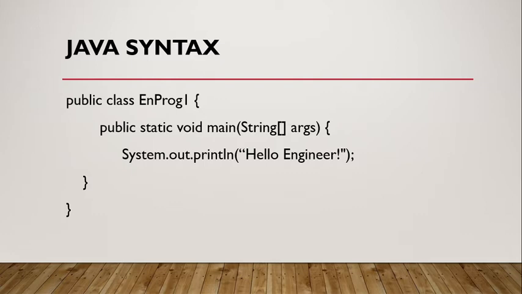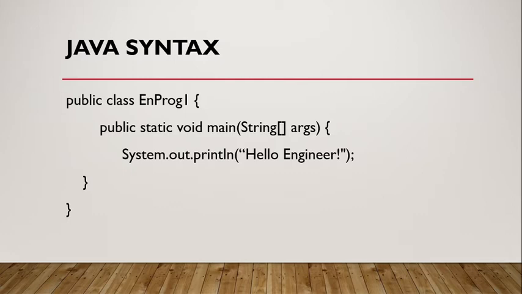Public means accessible from outside. The class keyword creates a type, and prog1 is the class name. Public static void main(String[] args) is called the main method, which is the starting point of a Java program. Main is the method name, String[] is an array of strings, and args is a variable name. System.out.println("Hello Engineer") prints Hello Engineer to the screen.